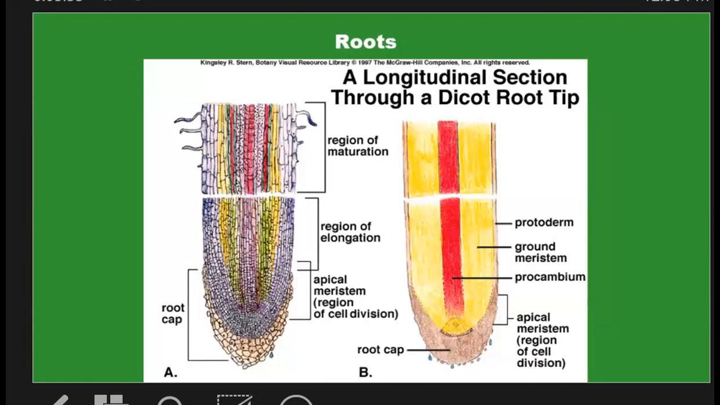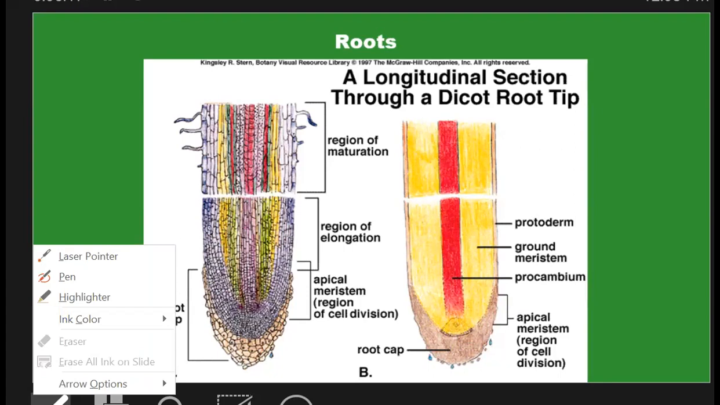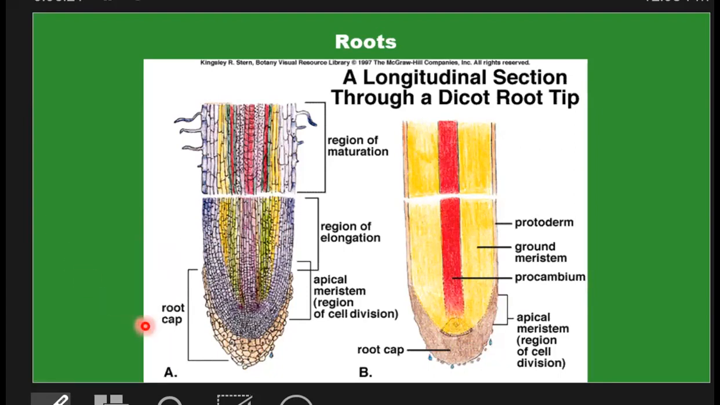If you take a root and look at it along its length in a longitudinal section, it's like you're cutting right down the length of the root. You can see different zones that are obviously different areas. At the very bottom, or tip of the root, you see the root cap region, and the root cap region is protective.